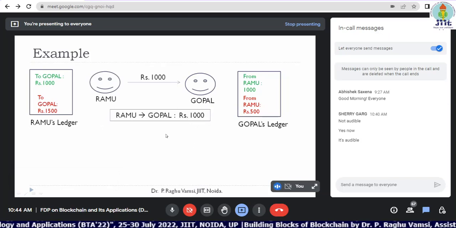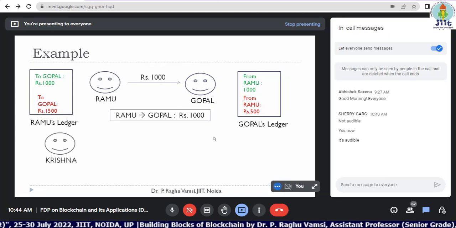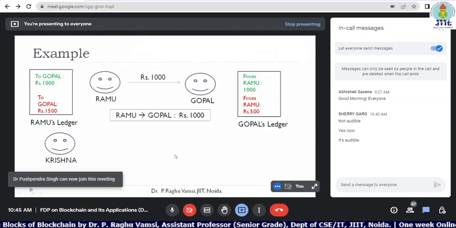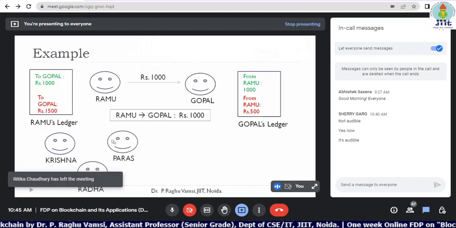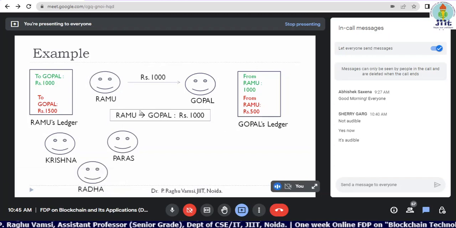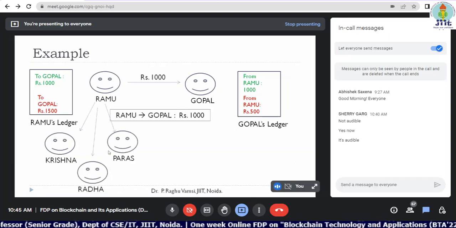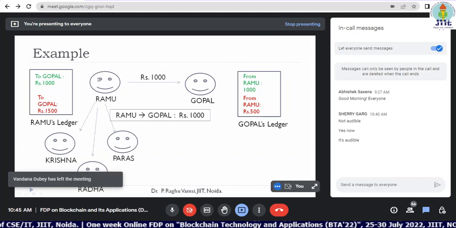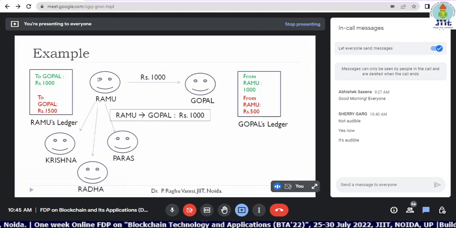So for this, in the blockchain environment, this transaction will be sent to some other business entities or business stakeholders, such as Krishna, Paras, and Radha. These are the other parties in the business network. So the same transaction will be sent to Krishna, Radha, and Paras. Now the task of Krishna, Paras, and Radha is to verify whether Ramu already has rupees 1000 or not, that is, whether he has a balance of more than rupees 1000 in his account, and whether Ramu has exactly sent Gopal rupees 1000 or not.